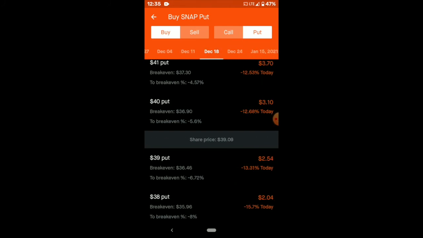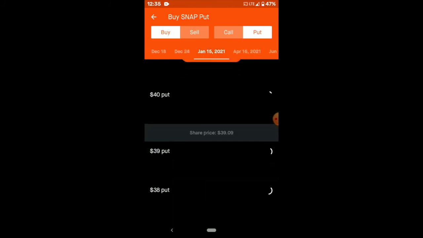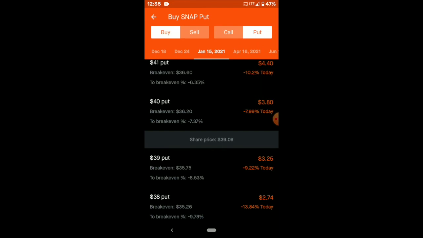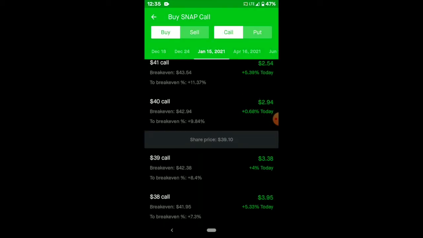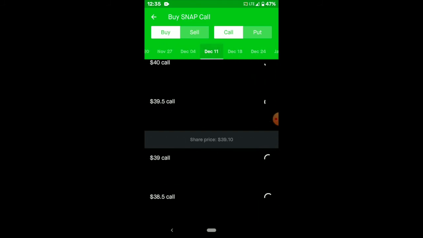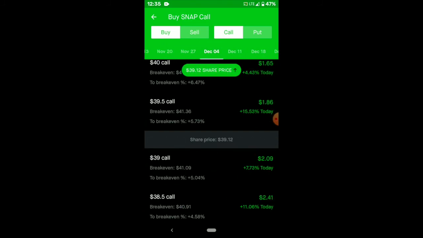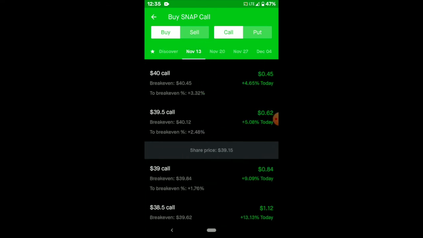As you see, as I go further and further down, as it gets further away from expiration, the percentage loss or percentage gain gets less and less and less. As we go closer to expiration, we'll start to see those percent increases go much higher. Yeah, that's really the breakdown.